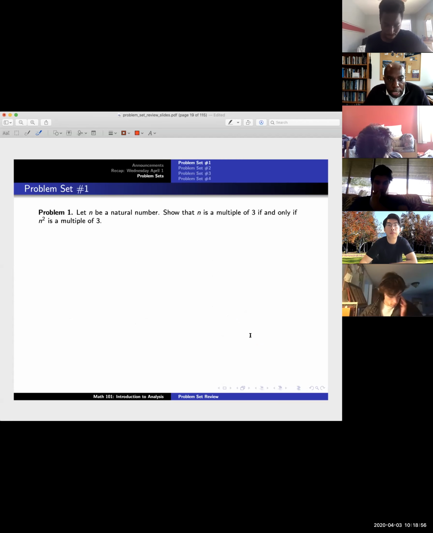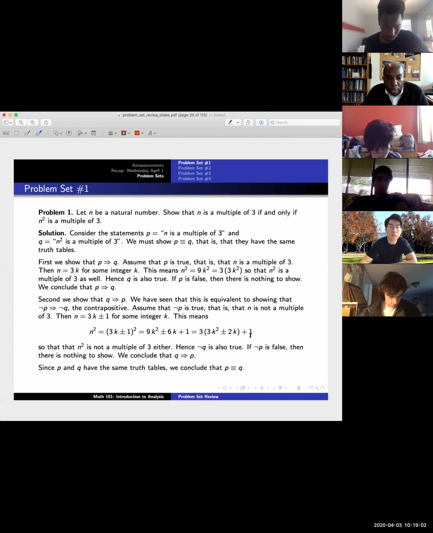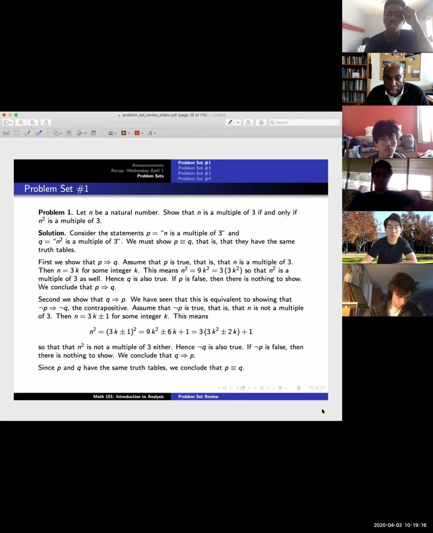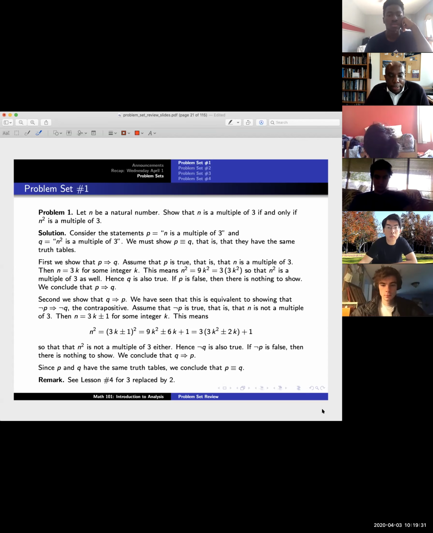So the very first problem said, show that n is a multiple of 3 if and only if n squared is a multiple of 3. Here I've just copied the solution that I had in the lecture notes, and this was almost exactly what was covered in class. So if you wanted to use this as your own solution, feel free to, because we did cover it in class, so it's fair game. If you want to come up with your own solution, that is perfectly fine as well. Whichever you'd like to do will be fine. And as a reminder, we basically did this in the lecture notes back in lesson 4, where the number 3 was really replaced by the number 2.